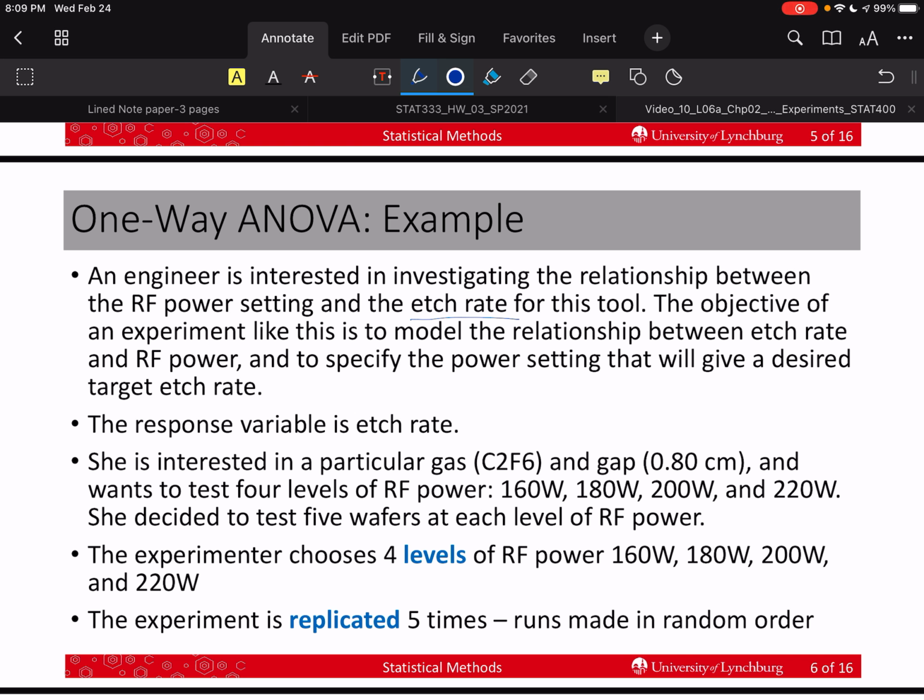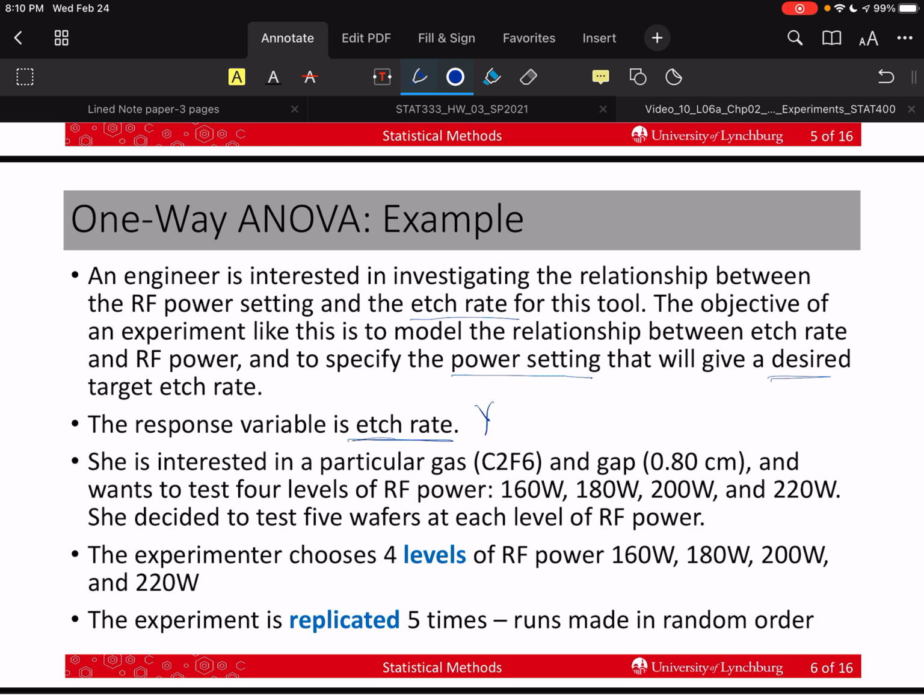So we want to determine the relationship between the etch rate and the power and specify the power setting that will give a desired target etch rate. Okay? So again, when we talk about desired, it's kind of hidden that we're talking about the quality level there. You know, the number of defects and maybe the cleanness of the line, no bleeding, no chipping out of the wafer, etc. So the response variable is going to be the etch rate. That's going to be Y.